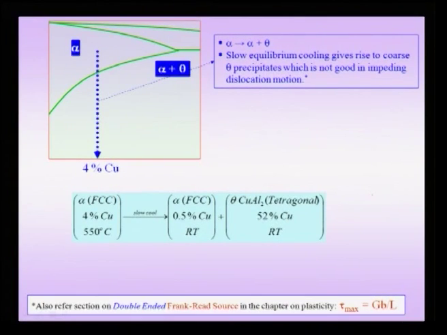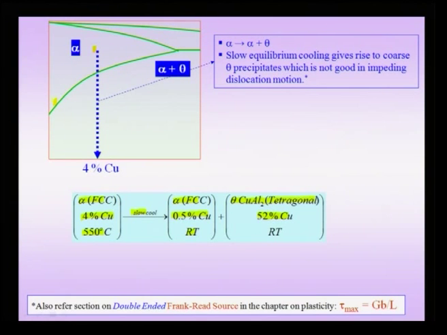So, let me summarize. You have this transformation: alpha FCC with 4% copper at 550 degrees Celsius, when slowly cooled, gives you alpha FCC with 0.5% copper at room temperature, and the equilibrium precipitate, which has a composition of CuAl2, a tetragonal phase. That means it has lower symmetry than the alpha phase, which is cubic, and it contains about 52% copper. So, most of the copper goes into the theta phase and less copper is present in the alpha, which anyhow has a low solubility for copper at lower temperatures.